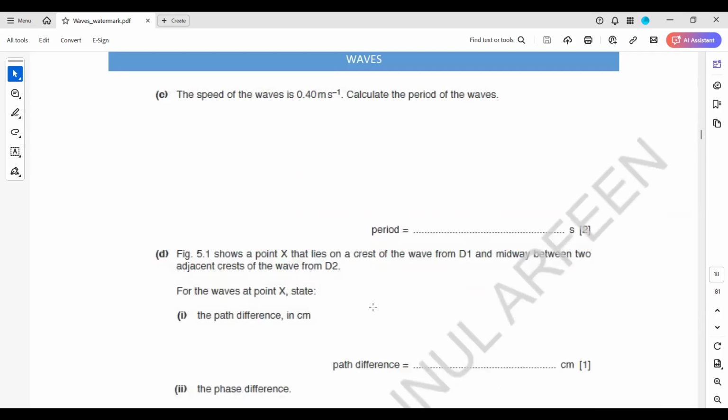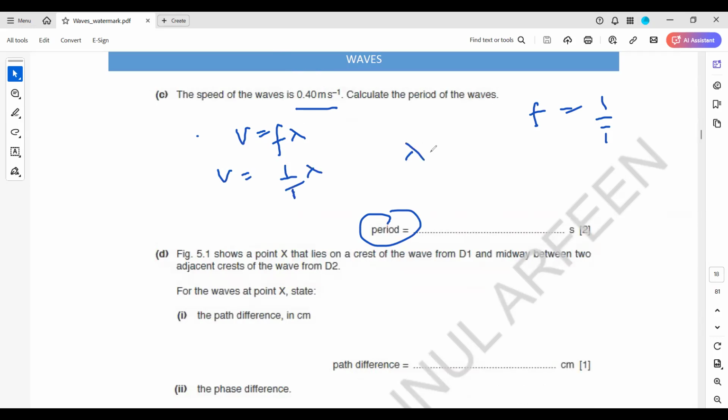The speed of a wave is 0.4 meters per second. Calculate the period of the wave. We have the formula v = fλ. If we need the time period, frequency is the reciprocal of the time period, so v = (1/T) × λ. If I need T, the time period is equal to wavelength divided by speed.